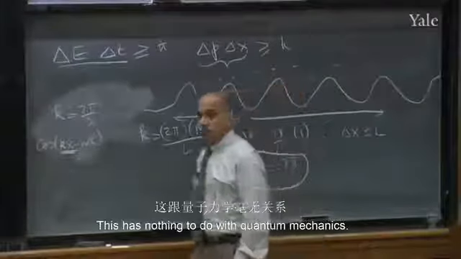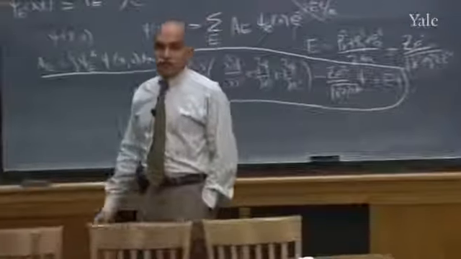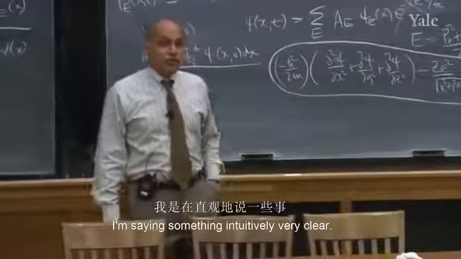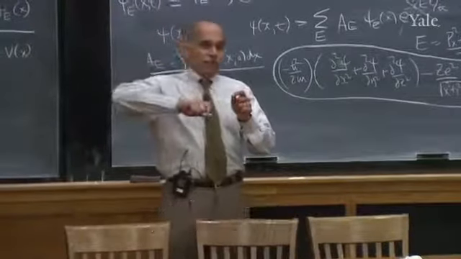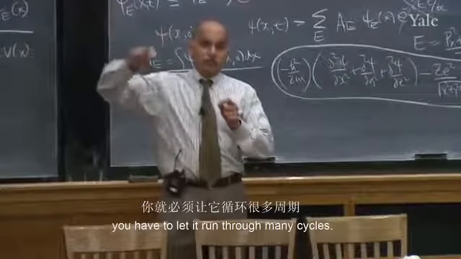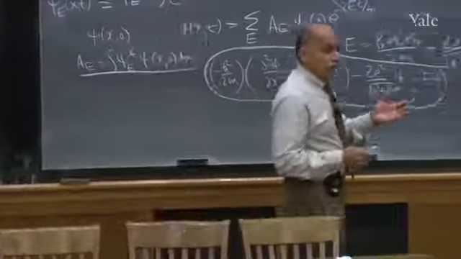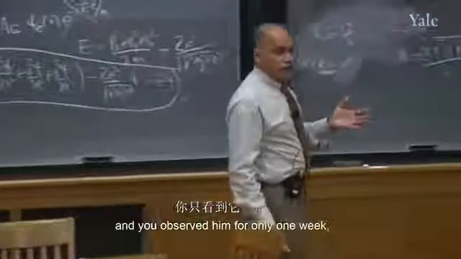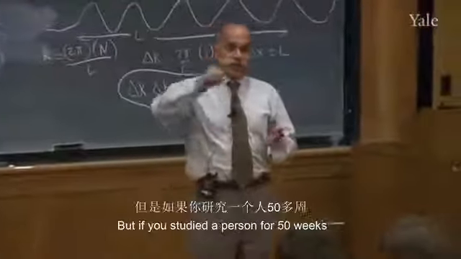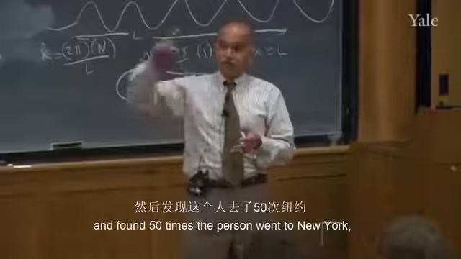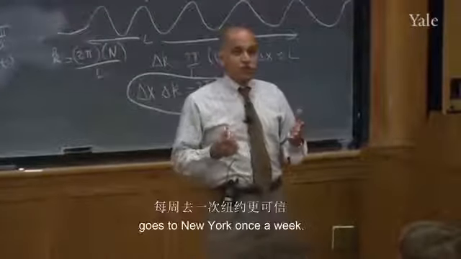This has nothing to do with quantum mechanics. Where did I mention quantum mechanics? I'm saying something intuitively very clear. If you're defining a wavelength, you have to let it run through many cycles. For example, if you say this guy goes to New York every week, and you have observed him for only 1 week, that's got no meaning. God knows what will happen next week. But if you studied a person for 50 weeks and found 50 times the person went to New York, it's more credible when you say this person goes to New York once a week.